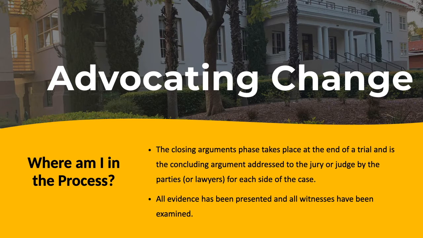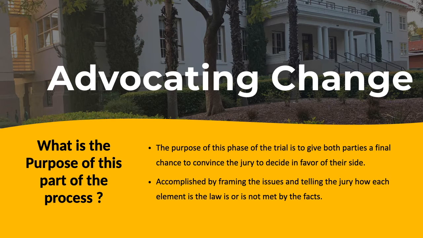An effective closing argument ties together all pieces of a trial and tells a compelling story. After this phase is the verdict or decision. The verdict or decision is made by the judge or the jury. The purpose of this phase of the trial is to give both parties a final chance to convince the jury to decide in favor of their side. This is accomplished by framing the issues and telling the jury how each element of the law is or is not met by the facts. This is very different from the opening statement, because the opening statement cannot include arguments, but can only summarize the expected evidence.